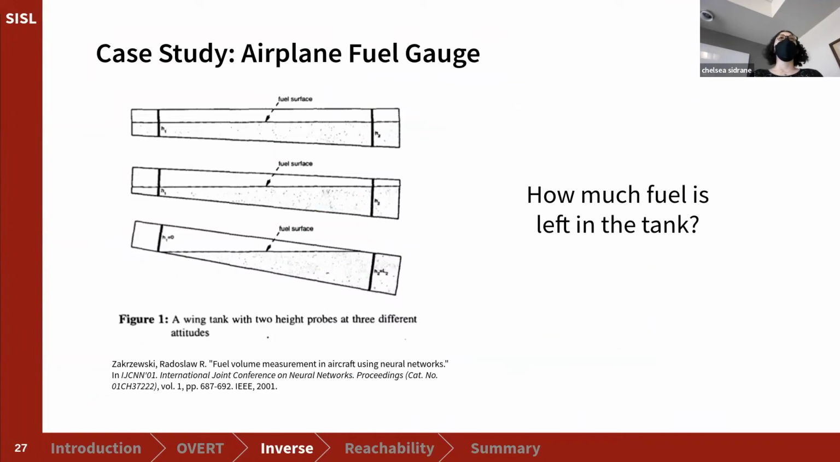Throughout this section, I'll be using a real-world airplane fuel gauge as a case study. The fuel tanks of an airplane are typically located in the wings. And in our case study, there are pressure sensors placed throughout the fuel tank to measure the liquid level. And the task is to answer this question: how much fuel is left in the tank as the aircraft is rolling, pitching, and changing altitude? As you can imagine, this involves a lot of nonlinearity between the mapping from fuel mass to pressure measurement.